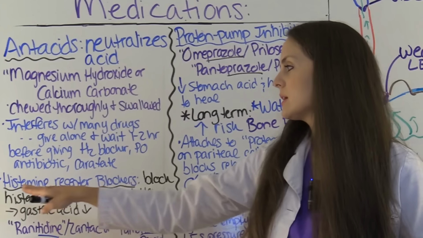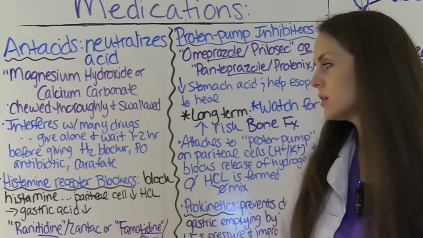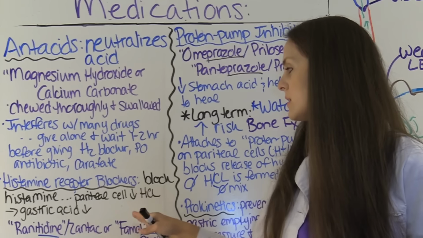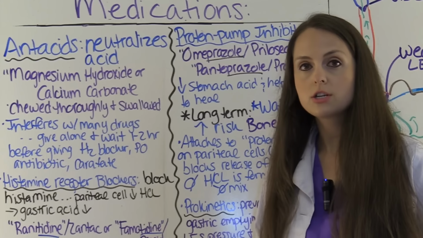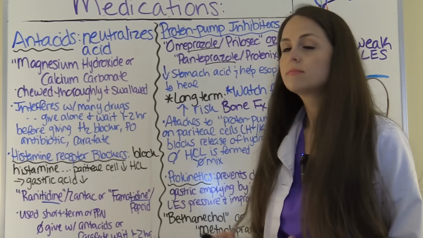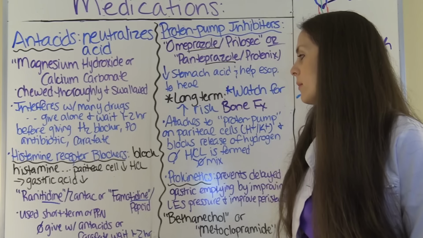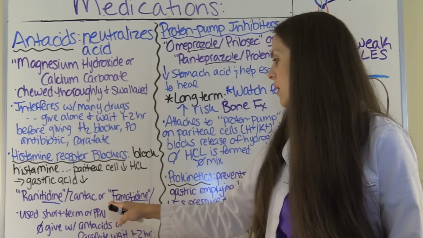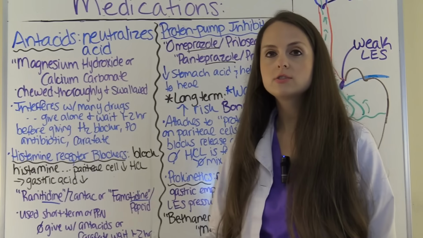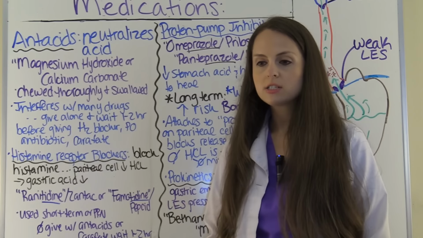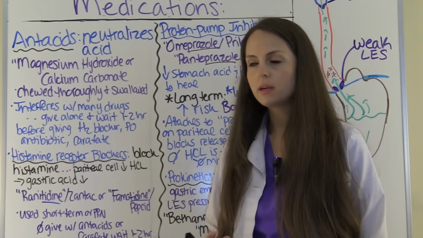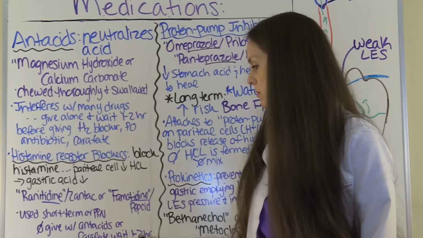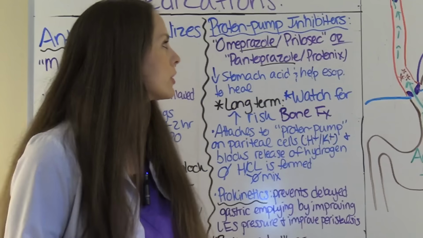Okay, another group of category drugs ordered are histamine receptor blockers, and these drugs work by blocking the histamine, and it causes the parietal cells to decrease their production of hydrochloric acid, which decreases gastric acid. Some popular drugs are like ranitidine, also called Zantac, or famotidine, also known as Pepcid. Now these drugs are typically used short term, and a patient takes them as symptoms present, like PRN. And again, you don't give them with antacids. Wait about an hour or two before you give them, because it can interfere with how they work.